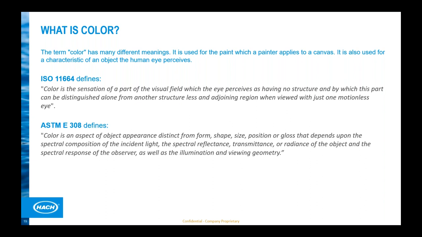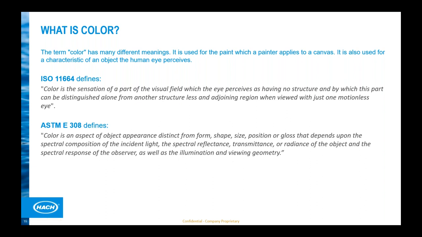ASTM E308 is the most important color standard in the US. And there is really some more detail in that, because here you will find it's independent from the shape, size, or from the position, and it is not gloss. And yeah, the ASTM talks about the incident light, the spectral reflections, transmissions, radiance, and of course the spectral response of the observer and the illuminating and viewing geometry.